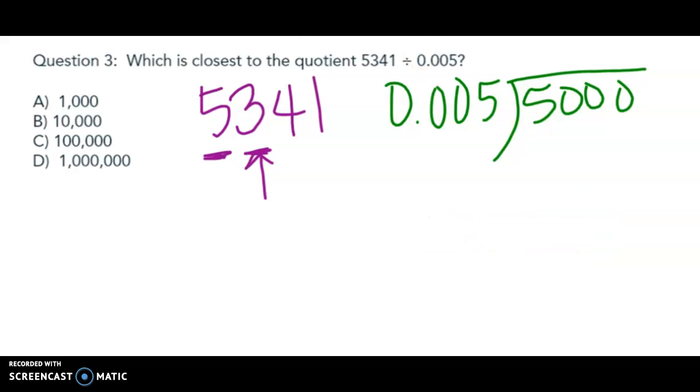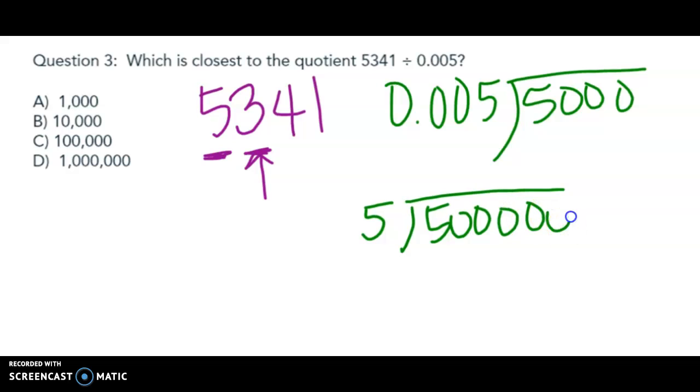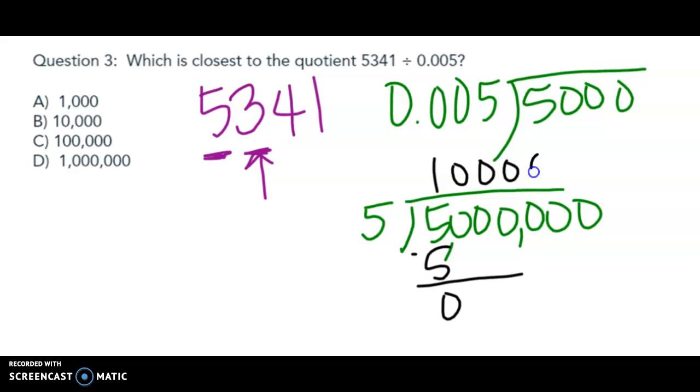That way I would move my decimal 3 places to the right, and I would get 5 divided by not just 5,000, but I would add 3 more zeros to 5 million. And if I divide now, 5 divided into 5 parts goes once, and I have left over nothing, but I have all these zeros, so I don't want to forget about those in my answer. So our answer is about 1 million.